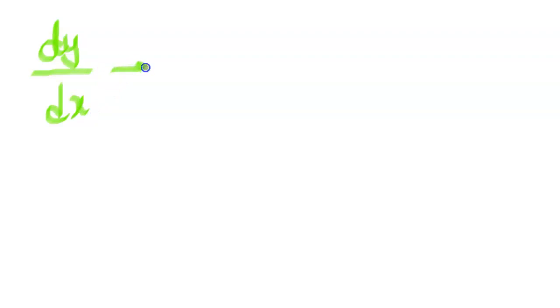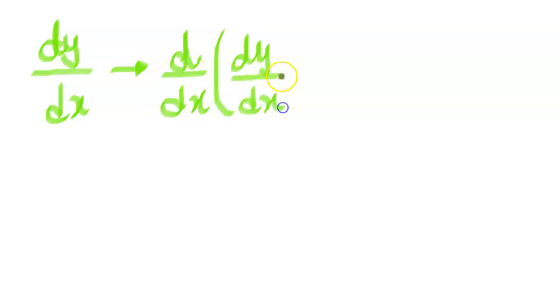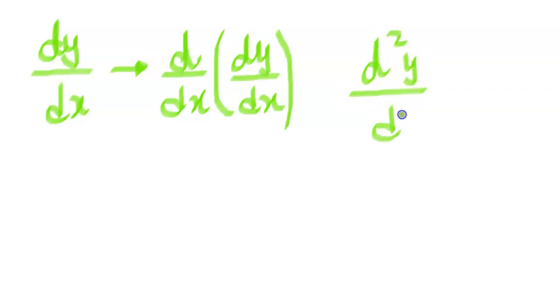If you differentiate that again, which means you are doing the second differential, it will become d over dx of the previous one, dy over dx. That's the second differential, and that will give you d square y over dx square. If you differentiate that again, that's the third differential, it's going to be d cube y over dx cube.